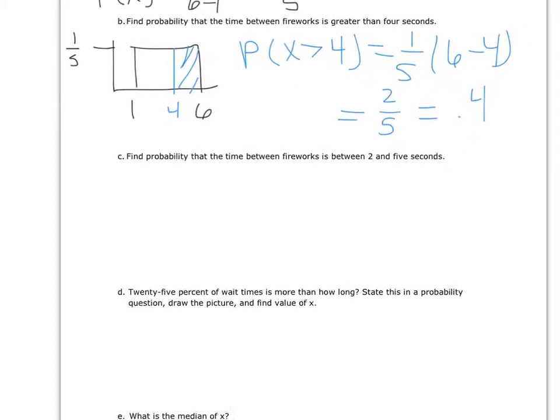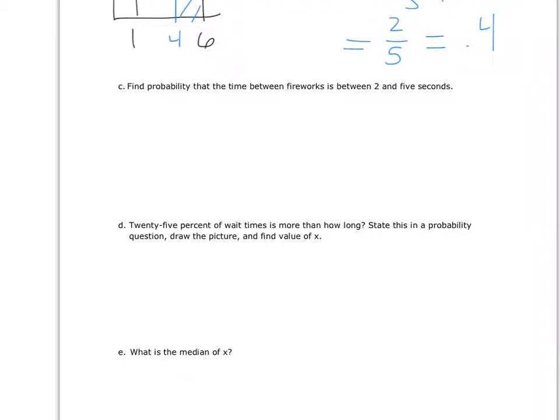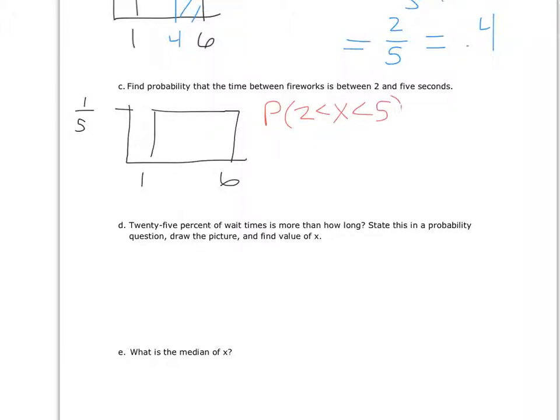Okay, let's look at part C. Find the probability that the time between fireworks is between 2 and 5 seconds. I go from 1 to 6, and the height is 1/5. And we want the probability that x is between 2 and 5. So going from 2 to 5, we want that area. Hopefully this is becoming pretty routine for you. So we get 5 minus 2, which is 3, times the 1/5, so 3/5, or 0.6.